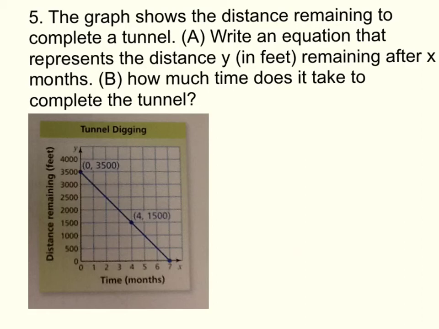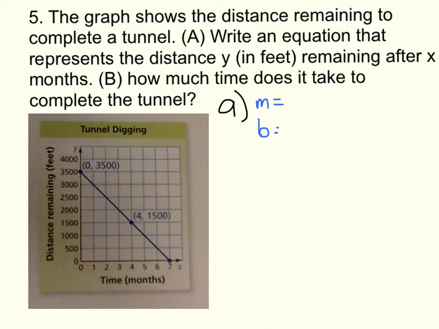Example number 5 is a real-life application. The graph shows the distance remaining to complete a tunnel. A. Write an equation that represents the distance, y in feet, remaining after x months. And B, how much time does it take to complete the tunnel? All right, so let's find m and b. Part A, we have to write an equation, which means I have to find m and b.